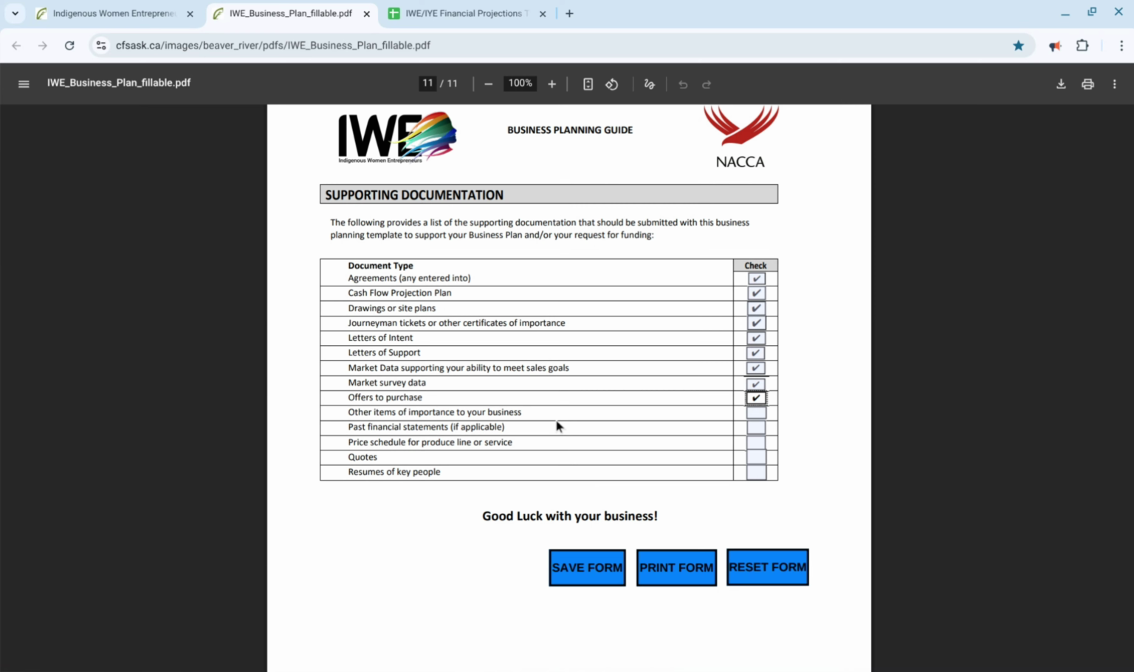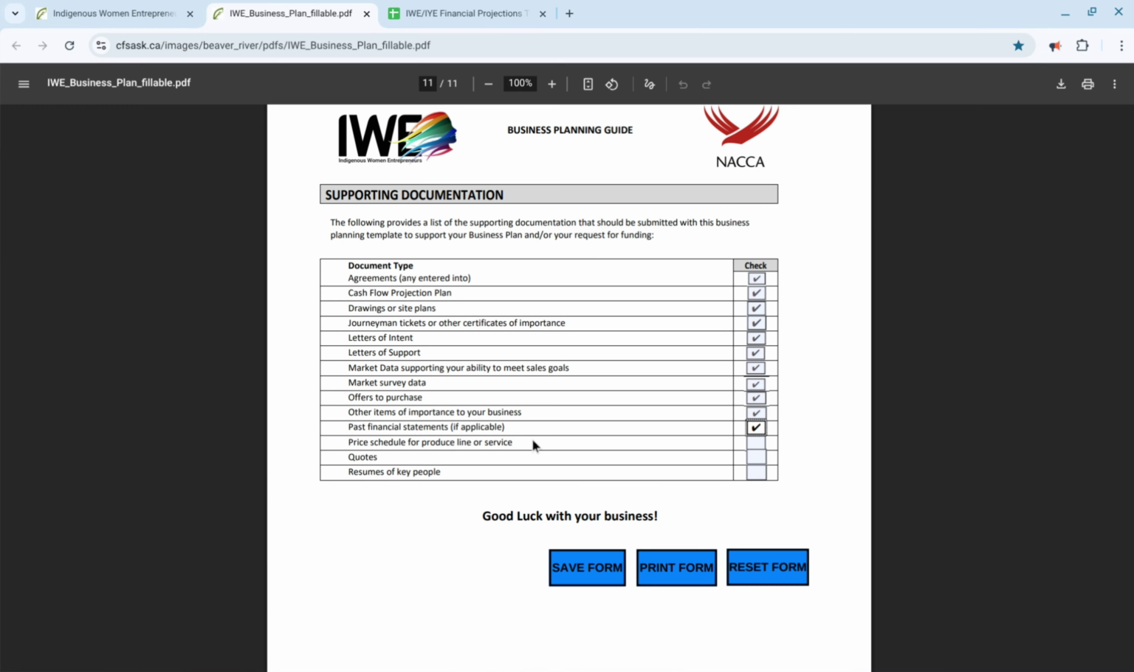And then next is other items of importance to your business. So this would depend a lot on the industry. Maybe, for example, you have the restaurant and you have that liquor license or that Saskatchewan Health Authority restaurant permit or something like that. Next is past financial statements. So again, if your business has already been operating for a while and you already have actual reported financials, you'll want to include those.